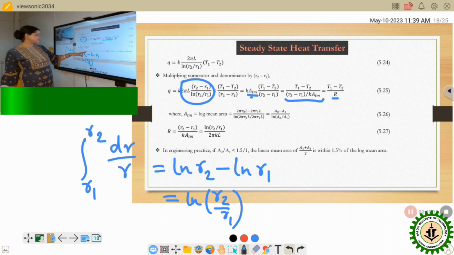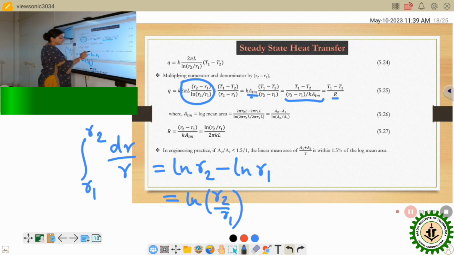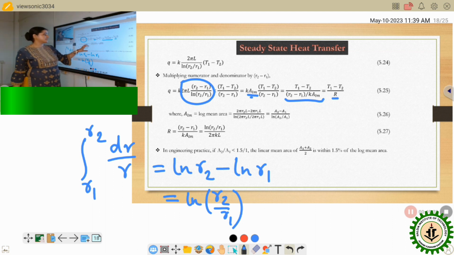Now in engineering practice, if the ratio of A2 to A1 is less than 1.5, the linear mean area, A1 plus A2 by 2, is within 1.5% of the log mean area. So if this ratio is below 1.5, instead of log mean area, I can also use the average area. Whenever we use the log mean area or the average area, some differences in the result will happen, some error may occur. Within this range it is tolerable, but if it is beyond that, the error is quite substantial.